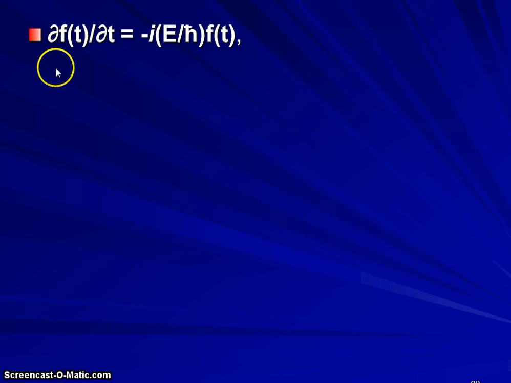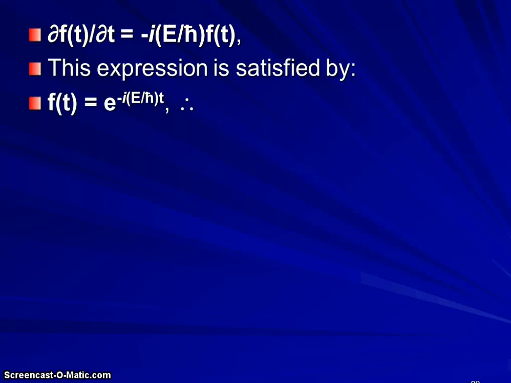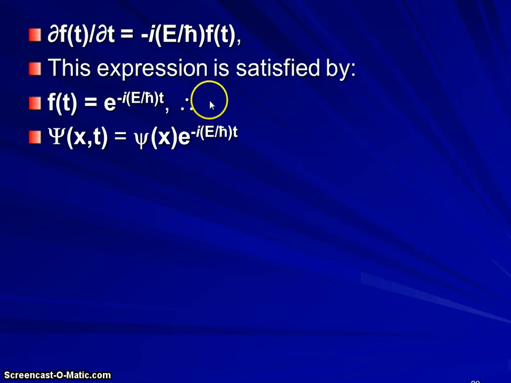And so we can rewrite that to say that any function that's going to satisfy the Schrodinger equation has to be such that the derivative of that function with respect to time gives us negative i times E over h bar times the original function. That's just a rewriting, an algebraic shift of the previous equation. This expression is satisfied by an exponential that deals with this complex term.